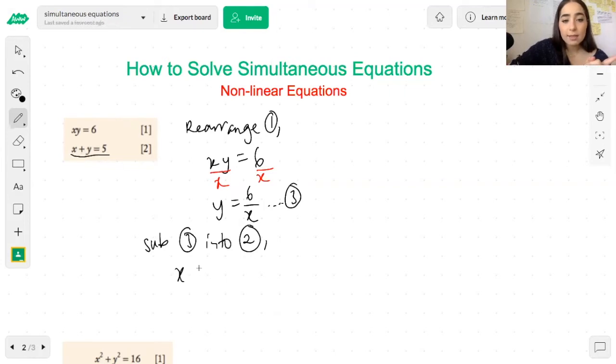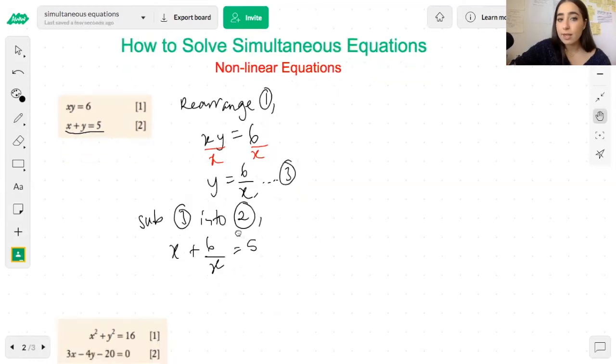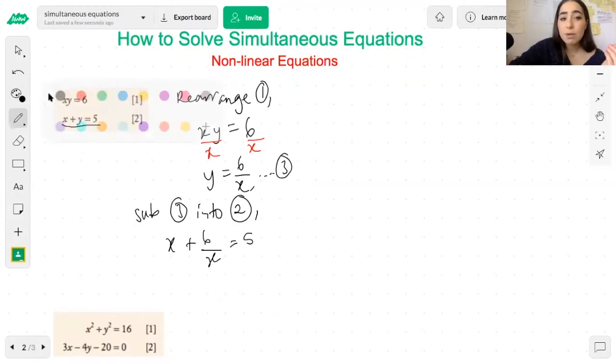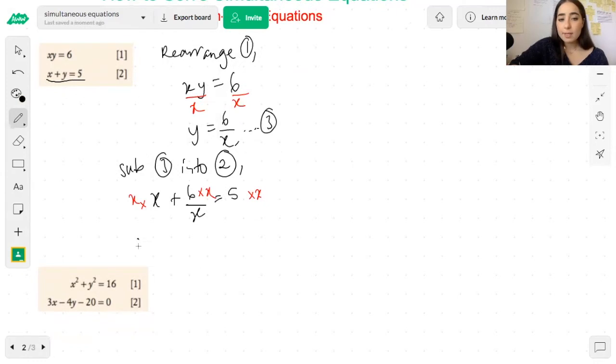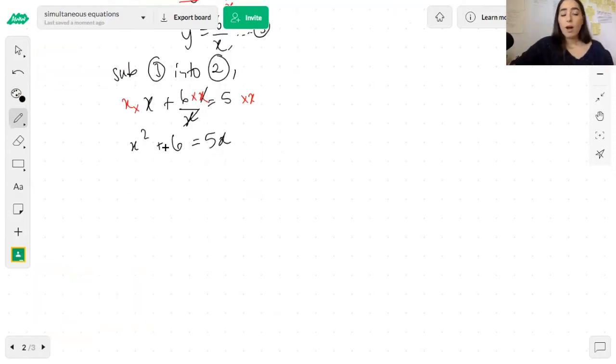So let's have a look at the second equation. It reads as x plus y. There's a y there, so I'm going to replace it with 6 over x equals 5. Now it's been reduced to one variable, so now we can solve it. The easiest way to solve an equation like this when you have x in the denominator is to multiply every term by that denominator. So we're going to multiply every term by x. Then x times x gives you x squared. Now 6 over x times x, these cancel to give you 6, and 5 times x gives you 5x. Okay, I'm going to move 5x to the other side. So I'm going to get x squared minus 5x plus 6 equals 0.